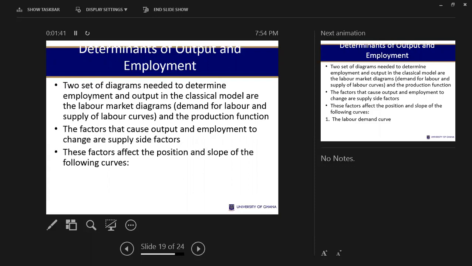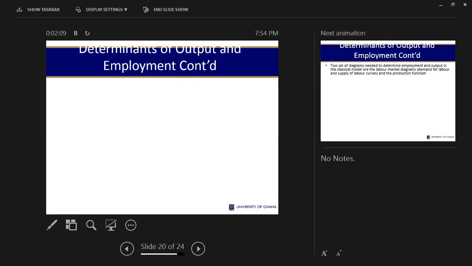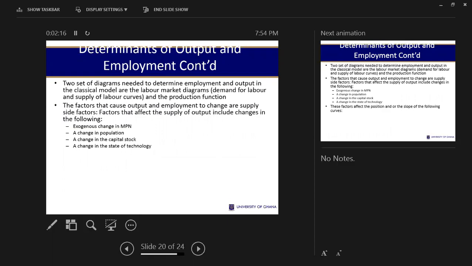Okay, so we want to look at those factors. And anything that can cause a change in the position of the labor demand curve, the labor supply curve, and then the production function, those are the real factors that can cause a change in output. So we want to look at some of these functions or variables. What are some of the variables that can cause these changes?